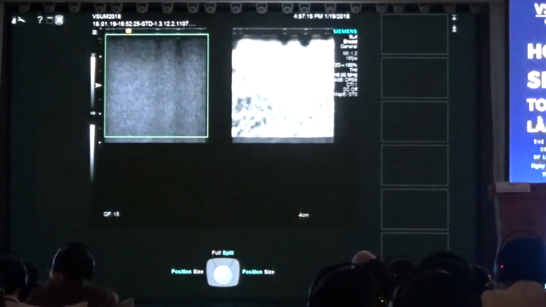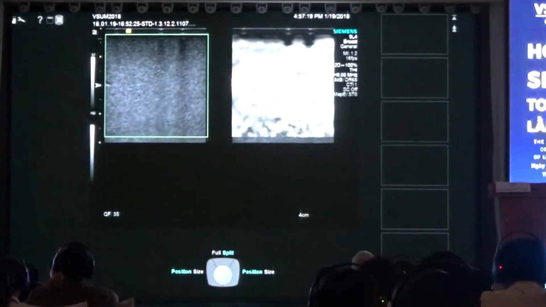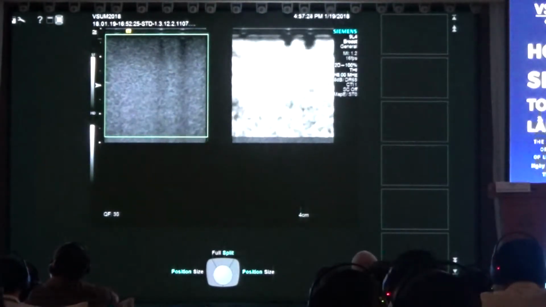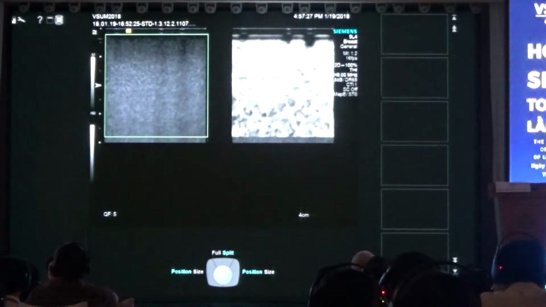And again, if you apply too much pressure, in a real person, it's hard to do in the phantom, you'll get, again, this pattern that looks like flickering white and black areas. That is just noise.